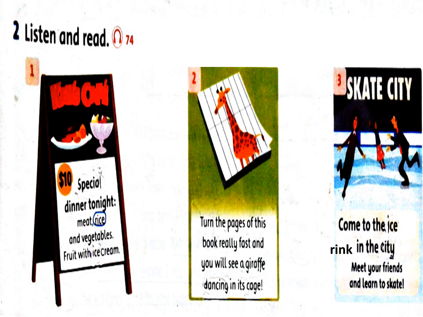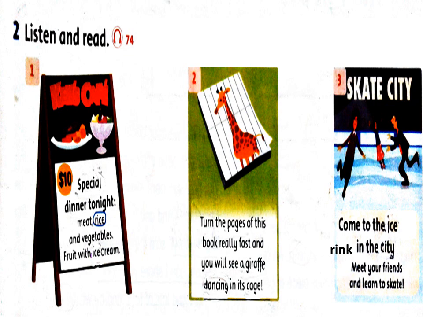Listen and read. Now we will listen and read the following paragraphs to know how to pronounce and spell the letter C, which says S, and G, which says J. Now let's begin. Number 1. $10. Special dinner tonight. Meat, rice, and vegetables. Fruit with ice cream. Now let's read together. $10. Special dinner tonight. Meat, rice, and vegetables. Fruit with ice cream. Nice.